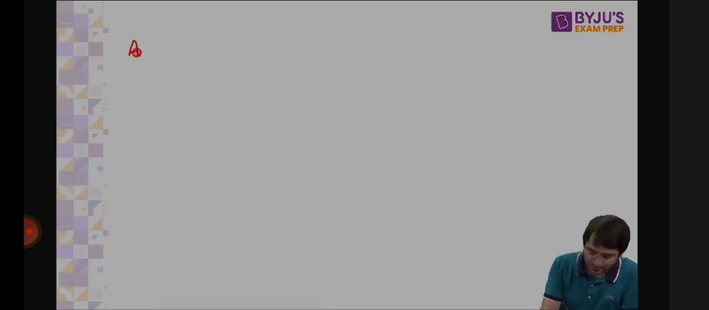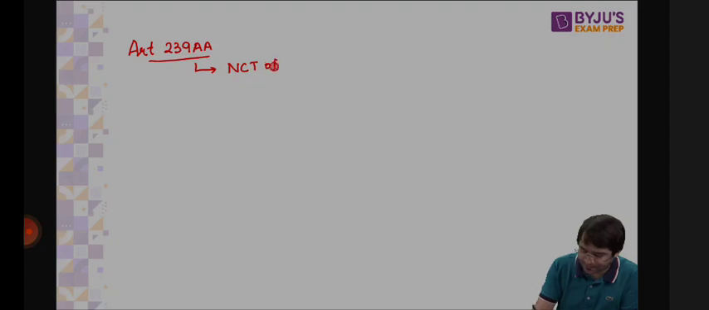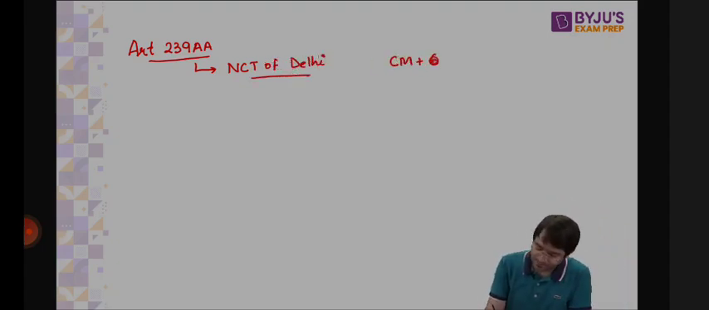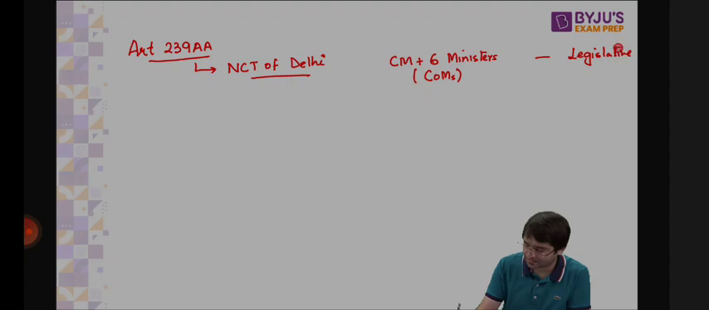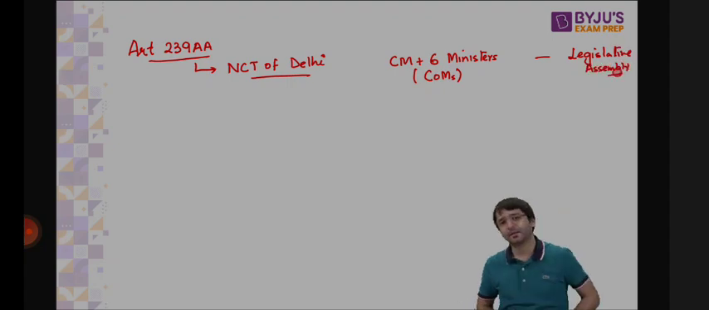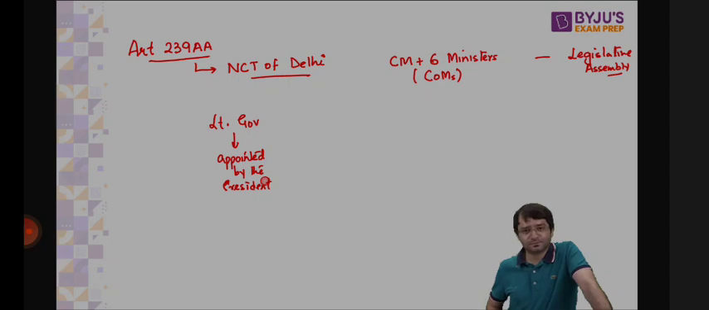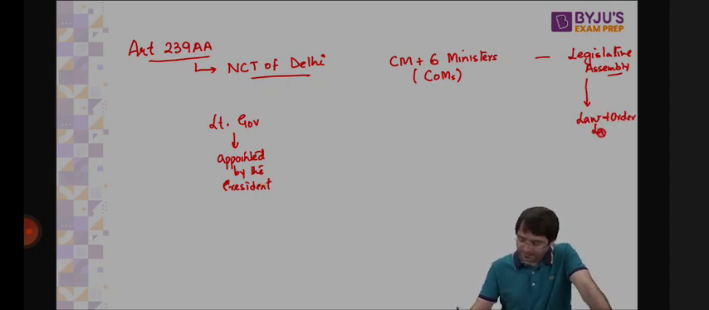Article 239 AA talks about the National Capital Territory of Delhi. It has a chief minister plus 6 ministers as well, who are part of the Council of Ministers. It has a legislative assembly as well. It has a lieutenant governor appointed by the center. And this Delhi Legislative Assembly cannot make a law on law and order, land, and police. These are exceptions.